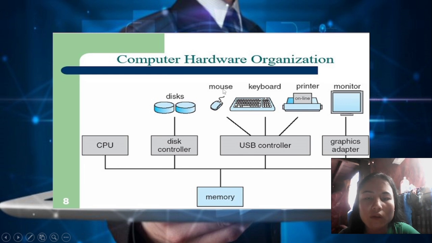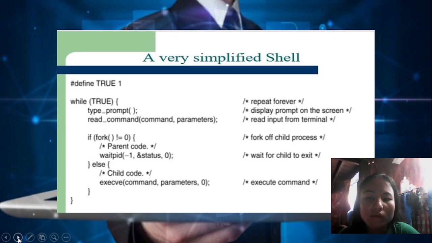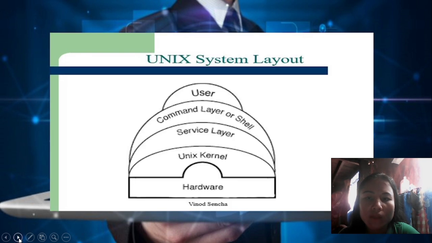Computer hardware organization, which is CPU, disk controller, USB controller, graphics adapter, and these four types connect to the memory. Then examples of the simplified shell. This image is the example. Then UNIX system layout, which is user command layer or shell, service layer, UNIX kernel, hardware.